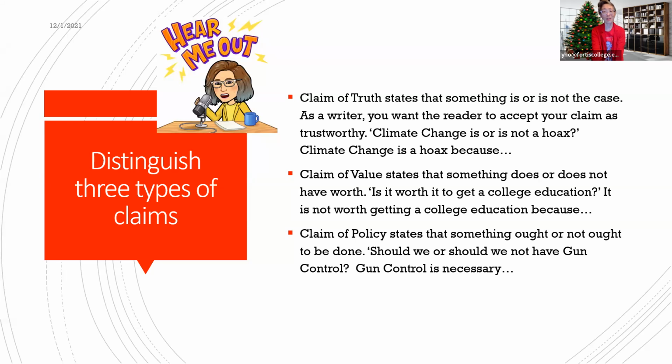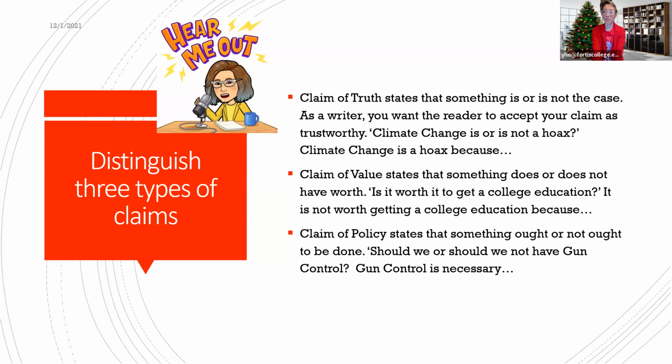But the most common kind of thesis statement that I see in the week 9 forums is the claim of policy. A claim of policy states that something ought or ought not to be done. Should we or should we not have gun control? Gun control is or is not necessary. So when you look at the procon.org website, most of them are claim of policy thesis statements.